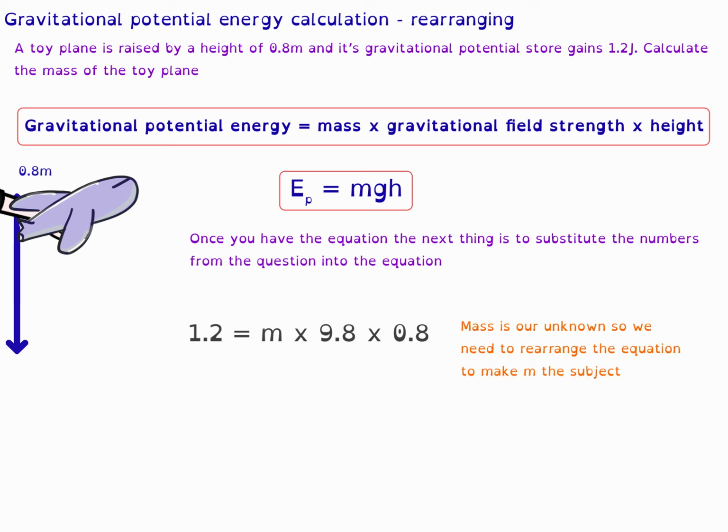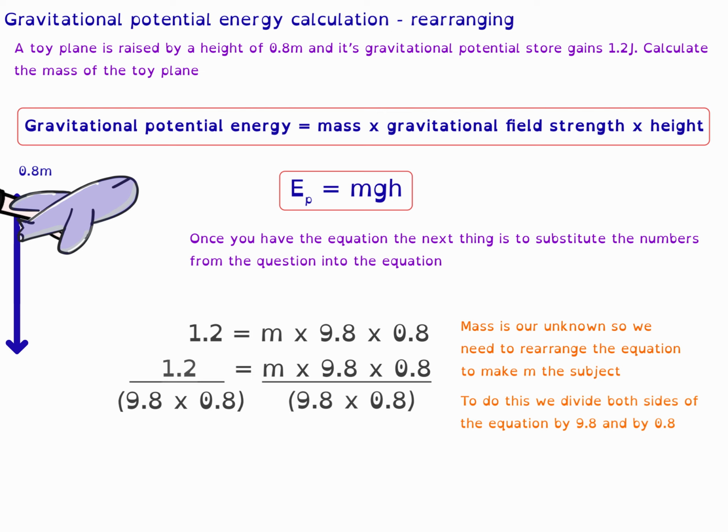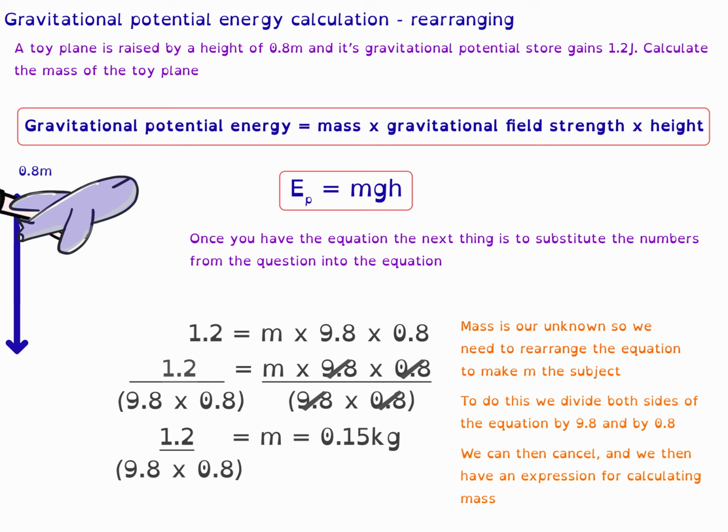Our mass is unknown, so we need to rearrange the equation to make m the subject. To do this, we divide both sides of the equation by 9.8 and by 0.8. And that gives us our expression here. Now we can cancel, and then we have an expression for calculating the mass. So 9.8 divided by 9.8 cancels, and 0.8 divided by 0.8 also cancels. That gives us 1.2 divided by the multiplication of 9.8 and 0.8, and that gives us our mass and our final answer of 0.15 kilograms.